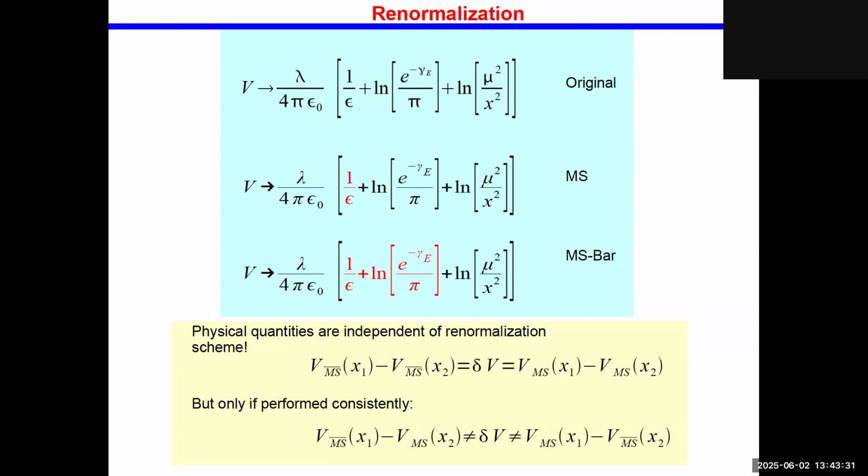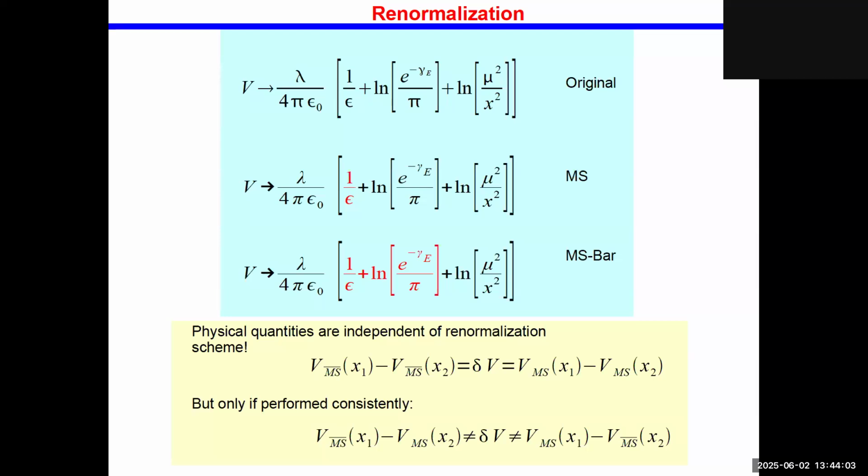But we better check, this isn't physical, but the physical answers had better be independent of that. So let's check it out. If I want an energy, I take the potential in the MS bar scheme at x1 minus x2, and you can kind of see immediately that gives me the difference. If I do that in the MS scheme, if I take the difference, it doesn't matter. It'll cancel out. Okay, and so that's great. So with or without the epsilon, I get the same answer.